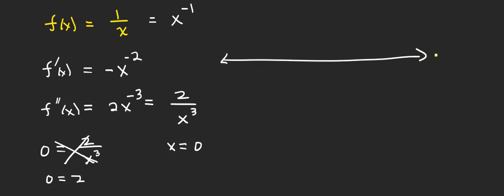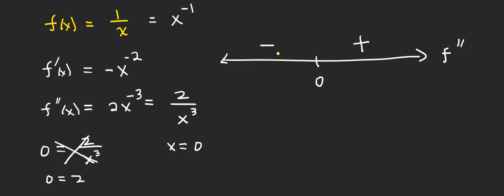So let's draw f double prime in this case, because we're using the function f. Now, 0 is our candidate. So what happens when you plug in a number that's greater than 0 into the second derivative? You get positive. What about negative? You get negative. So the sign does change at x equals 0. However, what happens when you plug 0 into the original? It's undefined. So therefore, we don't have a point of inflection for f of x.